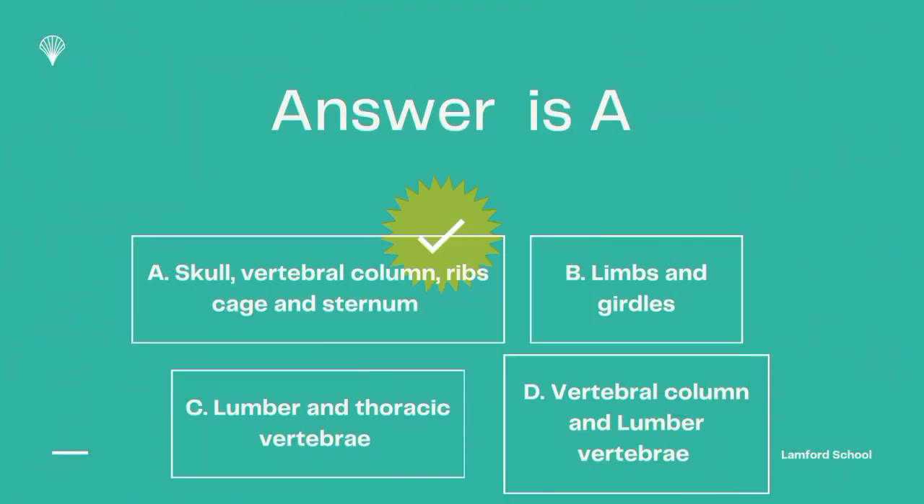The correct option is option A, the skull, vertebral column, ribs cage, and the sternum. Option B, the limbs and the girdles are part of appendicular skeleton. Option C, the lumbar and thoracic vertebra are just part of the vertebral column. And option D, vertebral column and lumbar vertebra are also just part of the vertebral column.